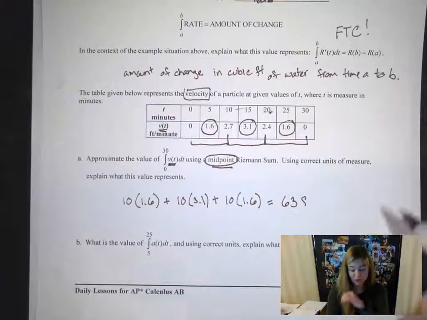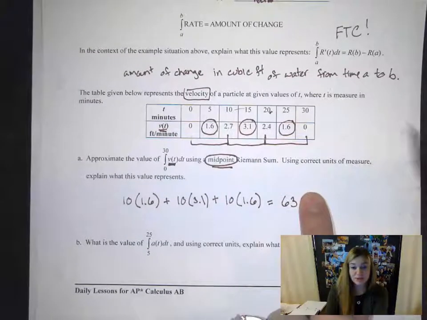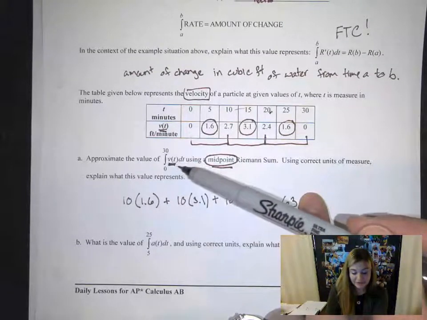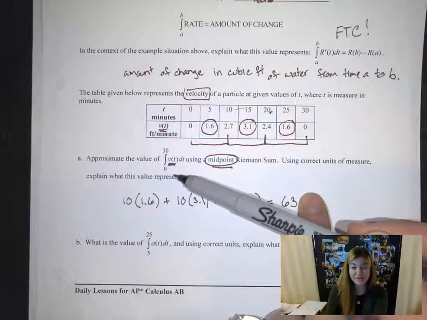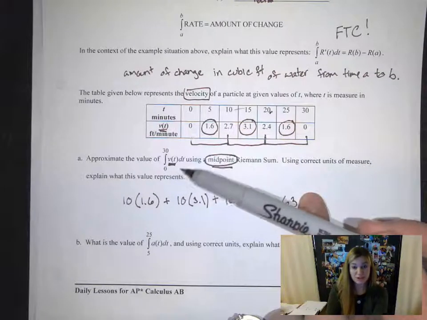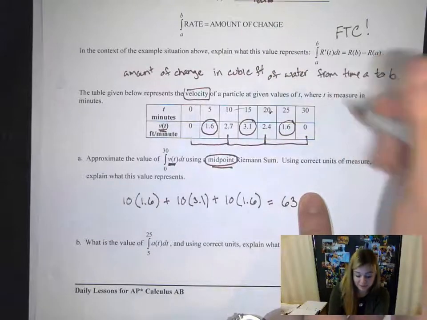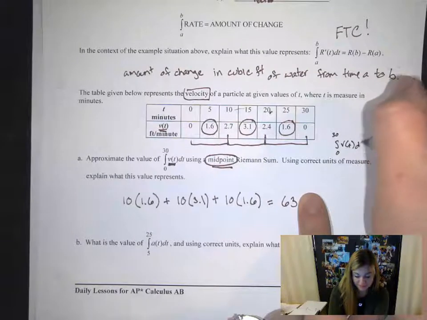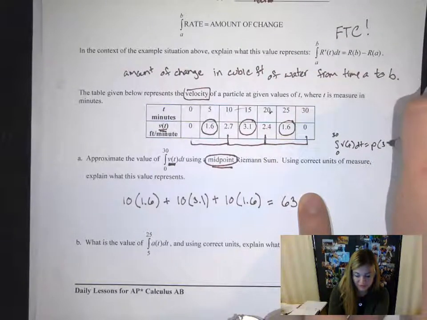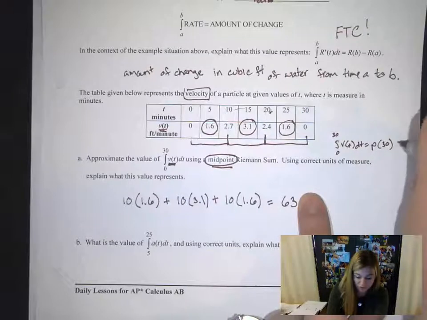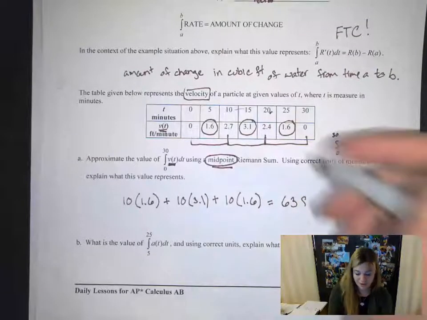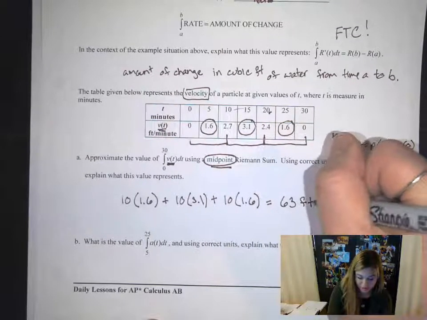Oop, I almost put the units right away. Ignore that for a second. So I have 63. Let's think about what the units would be. If I have an integral of v of t, and I'm integrating v of t, what this is equal to, according to the fundamental theorem of calculus, 0 to 30 of v of t dt is equal to the area under the curve of v of t, but also we can say p of 30 minus p of 0. P is position. Position would just be measured in feet.